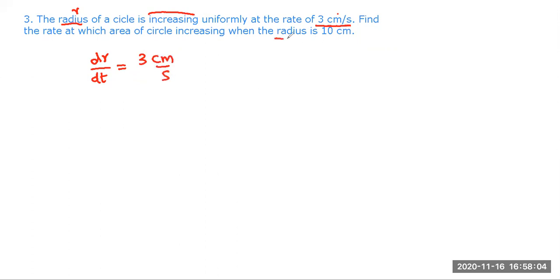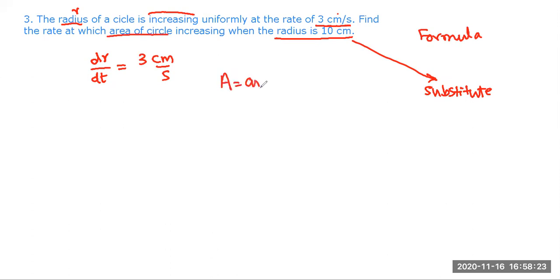So this is the last thing. When the radius is, this is the last substitution step. We have to start with the formula. First one is the formula. For the area of a circle, A is equal to pi r square. So the formula is done.